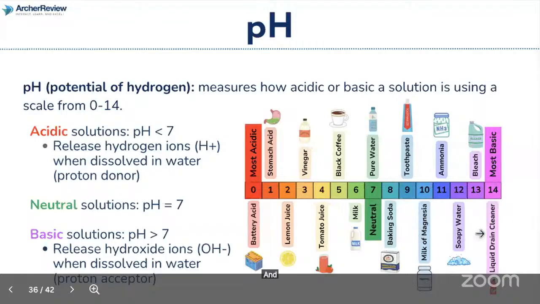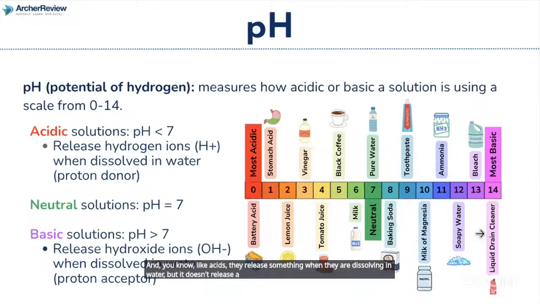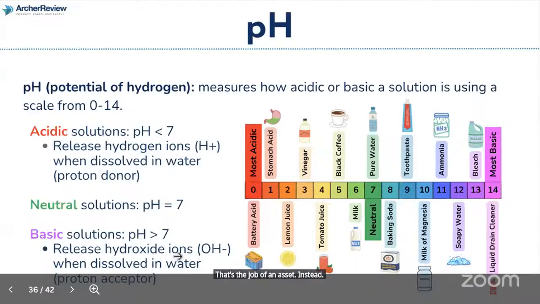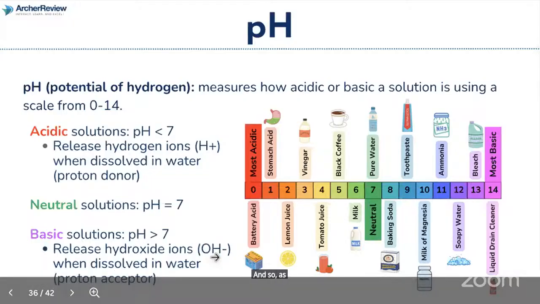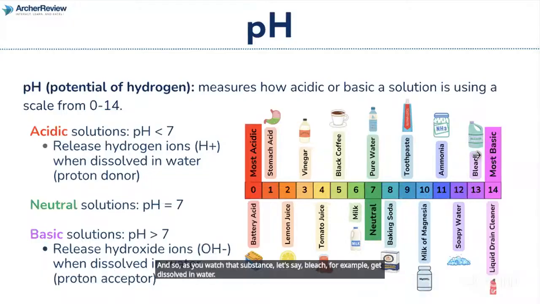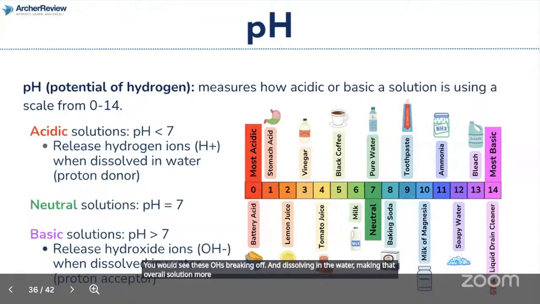And, like acids, they release something when they are dissolving in water, but it doesn't release a hydrogen ion. That's the job of an acid. Instead, a base releases hydroxide ions, these OH negatives. And so as you watch that substance, let's say bleach, for example, get dissolved in water, you would see these OHs breaking off and dissolving in the water, making that overall solution more basic.